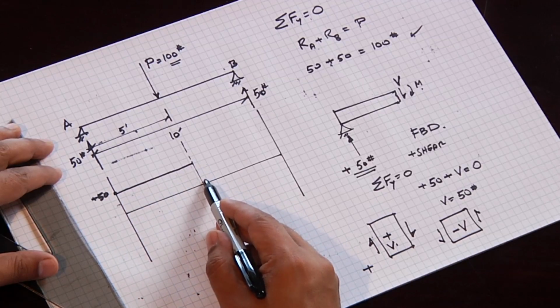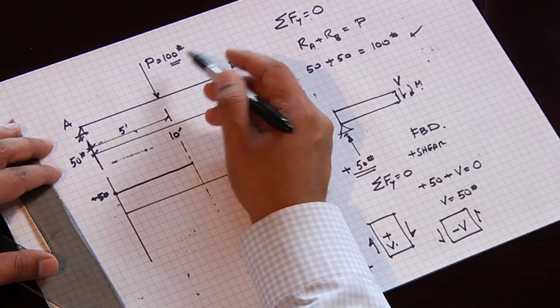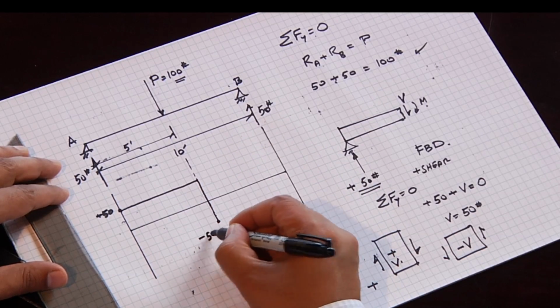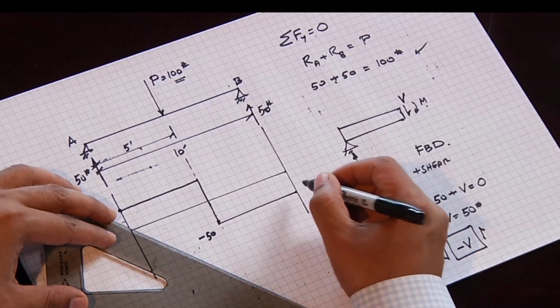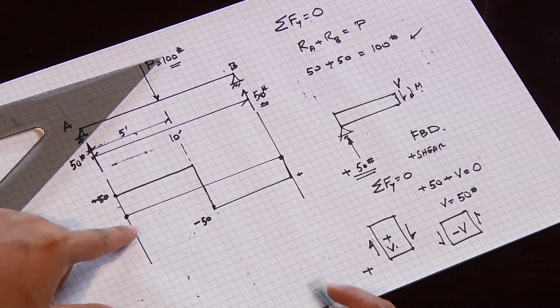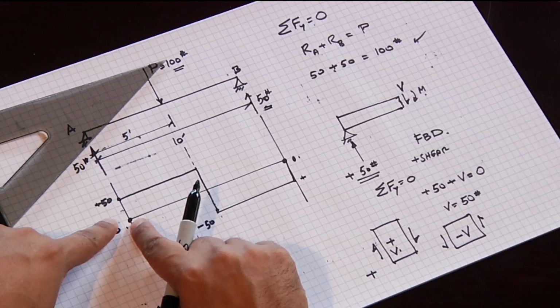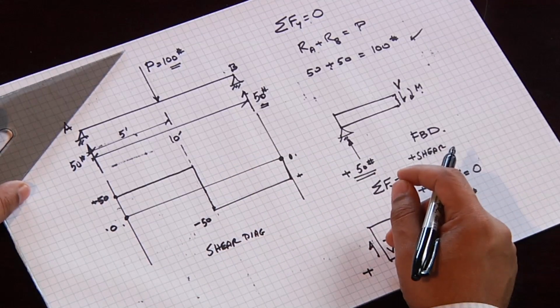What happens at the load point? When we reach the load point, our positive shear of plus 50 is displaced by the load of negative 100 pounds. So the shear diagram drops down to minus 50. Then it remains constant because there's nothing else happening on this span. When it reaches the right reaction point, we are again back up to plus 50 and it goes back to 0. So the fundamental rule in drawing a shear diagram is you start at 0 and you end at 0. You always have to start at 0 and you always have to end at 0. And so that's your shear diagram for this simply supported beam.